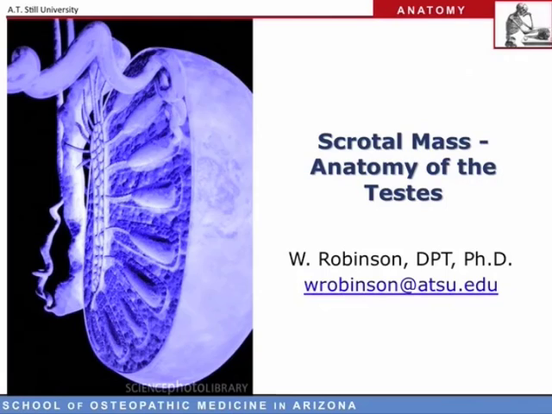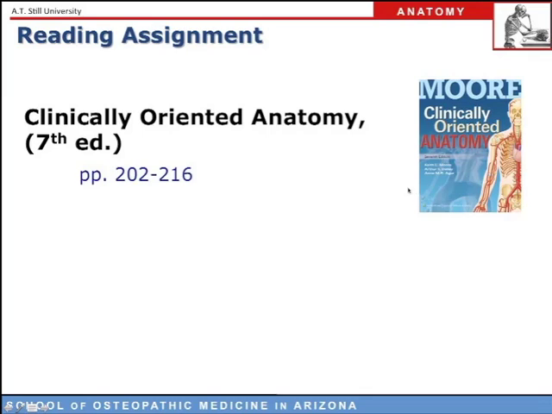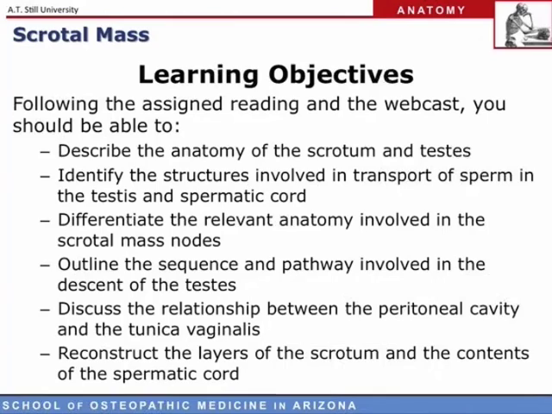Today's webcast is on scrotal mass, anatomy of the testes. And here is the reading assignment from Clinically Oriented Anatomy. Alright, so we see that we have several learning objectives today, but that's only fair because the anatomy of the scrotum and the testes are fairly complex.